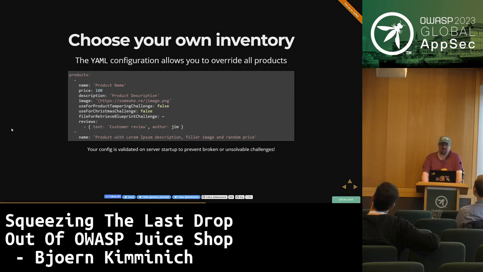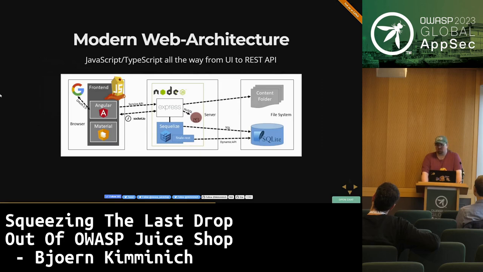Okay. So much for the functionality part. Now a little bit more into the behind the scenes part, so to say. So what is the architecture behind the Juice Shop? I mentioned it already. It's an Angular application in the front end.